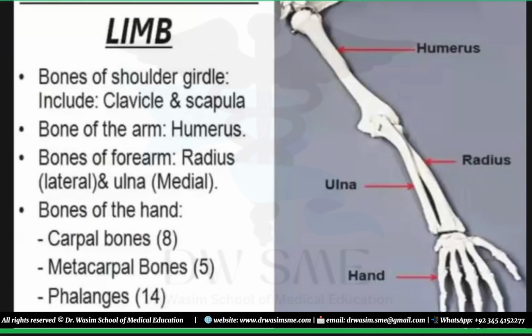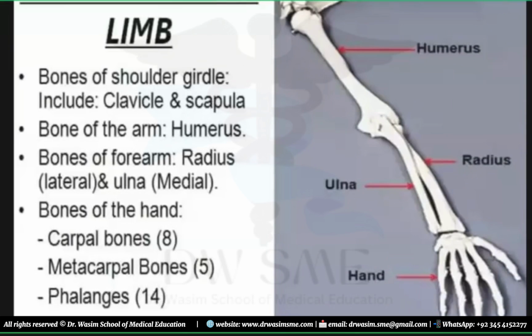phalanges. Important thing is that the carpal bones are 8 in number, metacarpals are 5 in number, and phalanges are 14 in number. This can simply be an MCQ because one can get confused that there are 3 phalanges in all the fingers, so the answer might be 15. So the answer is 14 because in the thumb there are only 2 phalanges present.